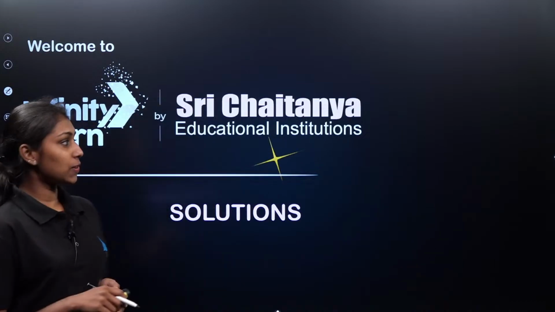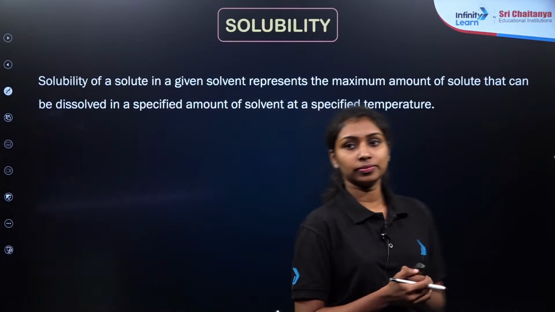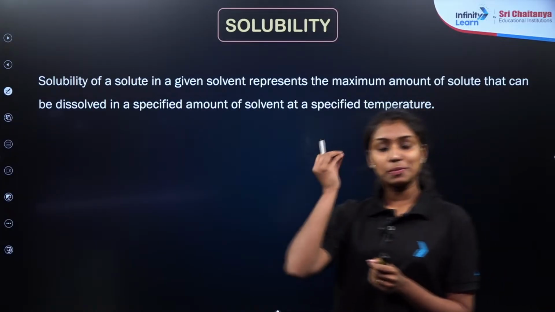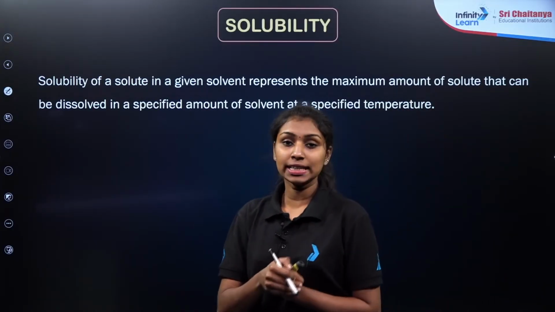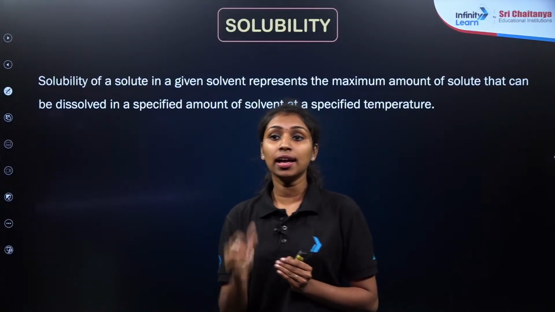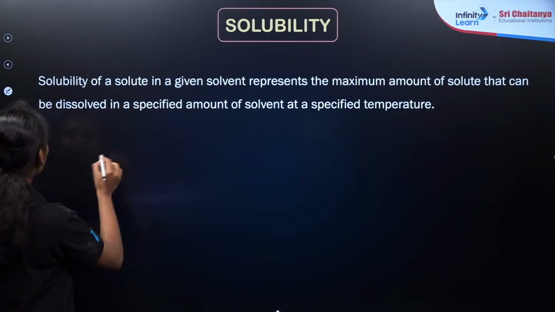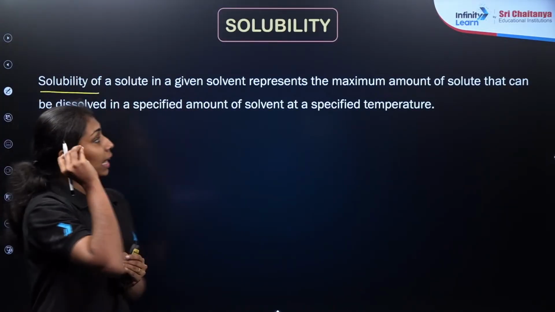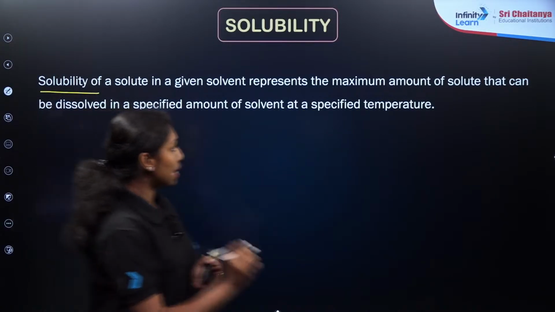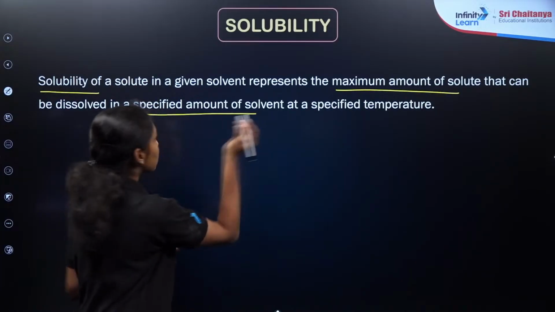Okay. Here's the first question. What do you mean by solubility of solutions? While preparing the solutions, a solute is added to the solvent, right? So the maximum amount of solute that can be dissolved in a solution can be described as the solubility of a solution at a specified temperature, right? So we can define solubility as the maximum amount of solute that can be dissolved in a specified amount of solvent at a specified temperature.